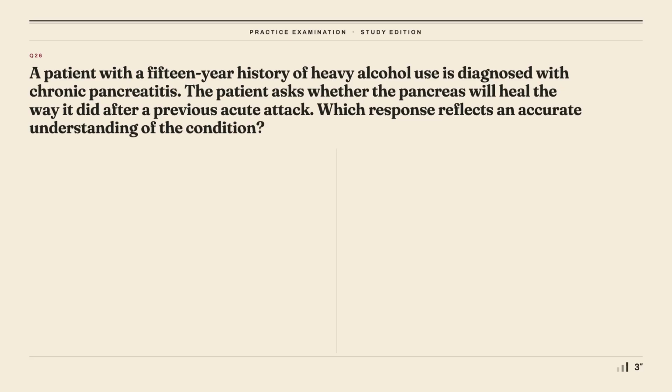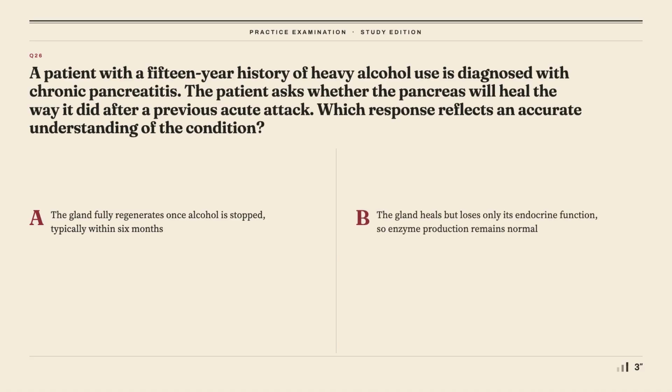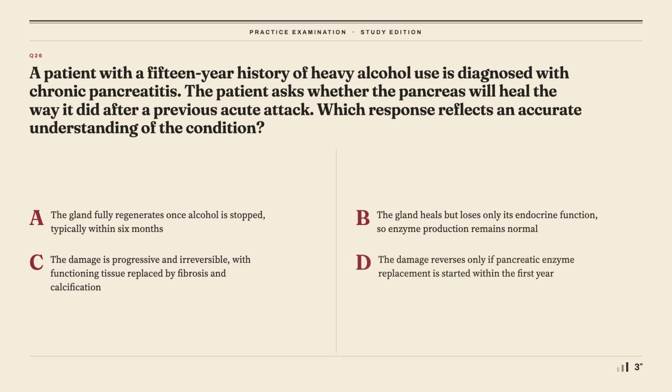Your options are: A. The gland fully regenerates once alcohol is stopped, typically within 6 months. B. The gland heals but loses only its endocrine function, so enzyme production remains normal. C. The damage is progressive and irreversible, with functioning tissue replaced by fibrosis and calcification. D. The damage reverses only if pancreatic enzyme replacement is started within the first year. Take a second, which answer would you pick?